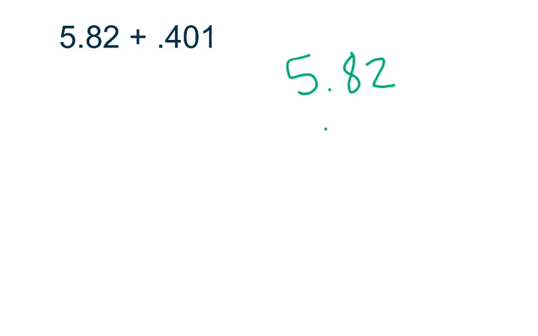And then here's my decimal point, and I'm going to make sure plus 401 thousandths. And so the key thing here is to remember that you have to add each place value. So we have nothing in the thousandths place on top. It's kind of like having a 0. So 0 plus 1 is 1.